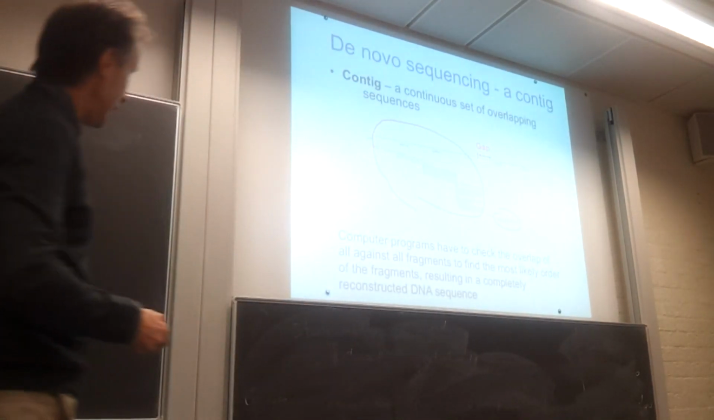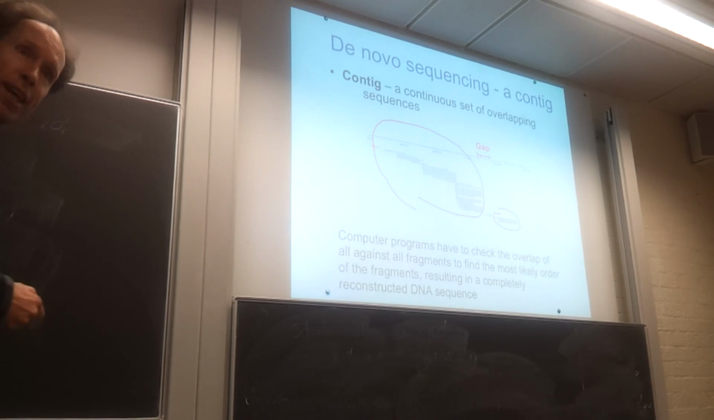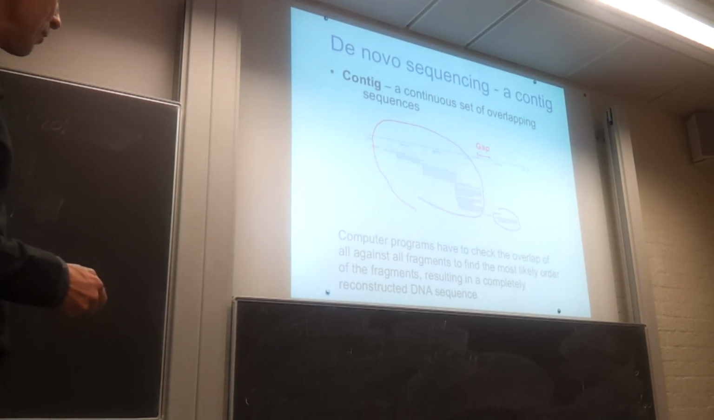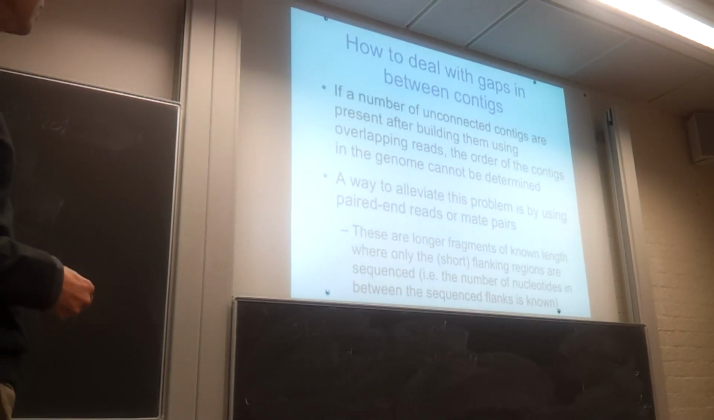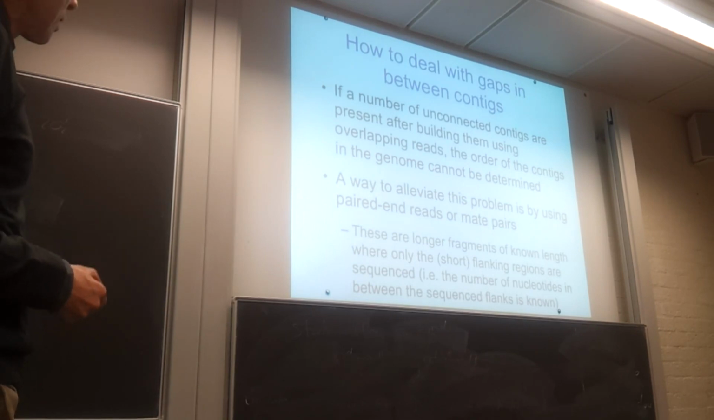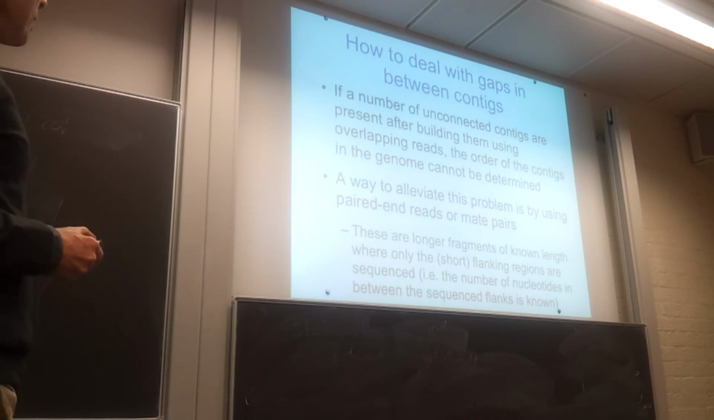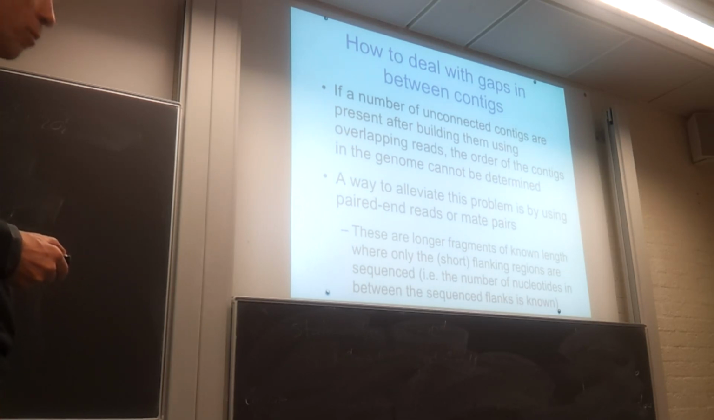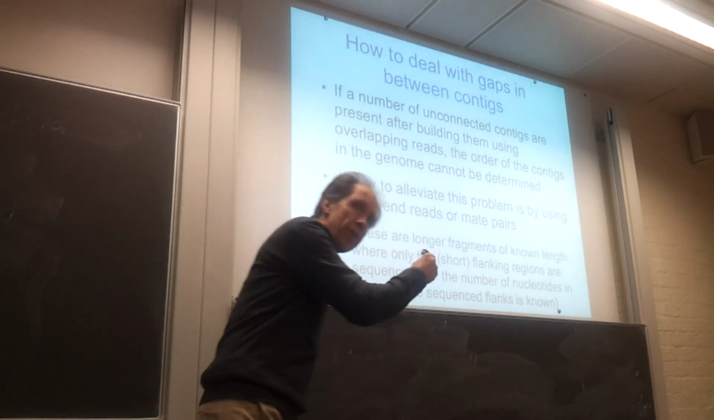Okay? We would like to do better than that, right? How can we solve or do something about that problem? Alleviate it at least. So, how to deal with gaps and overlapping unconnected contigs. And now, already Craig Venter, you mean Darth Vader?